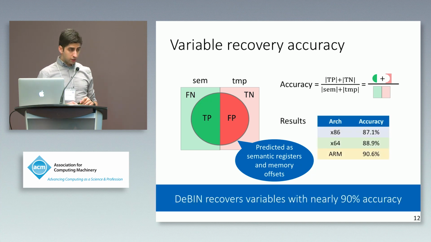And here we got a pretty consistent result across the 3 architectures. So the accuracy was roughly 90%. And this is important for the later stages, because if you mess up in inferring what has semantic meaning, the next phase would suffer from this mistake.